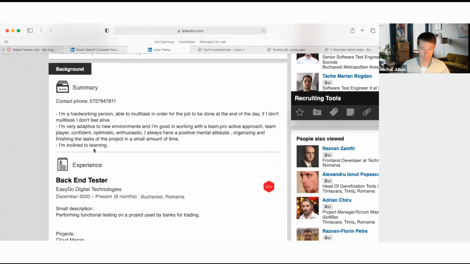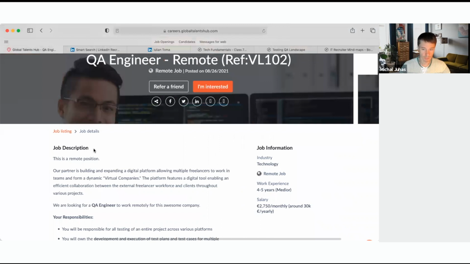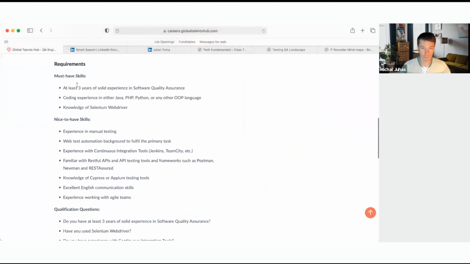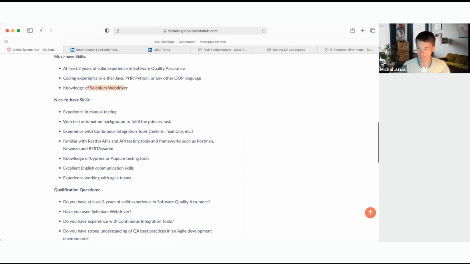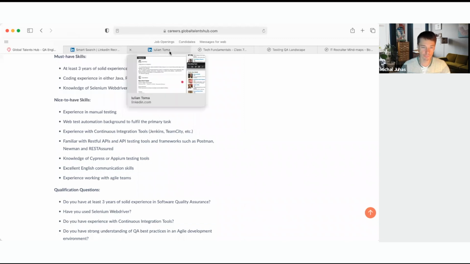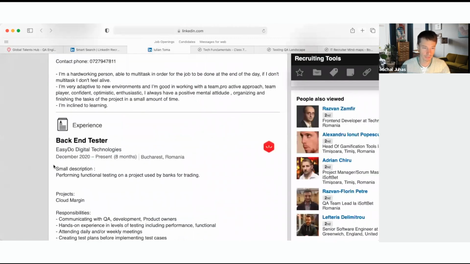Let's look at some of these requirements yet again. 3 years of solid experience, yes, he has. Coding experience in Java, not, but he has PHP. Knowledge of Selenium WebDriver, yes. That's what we've seen, so that could be great. He may be SDT already or lead.